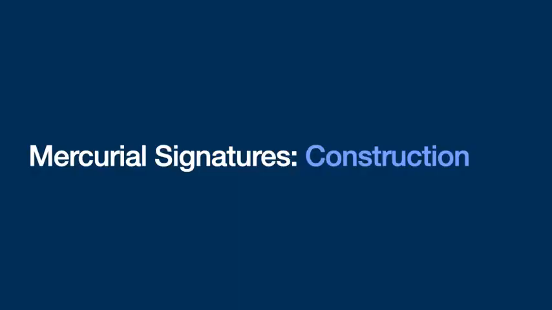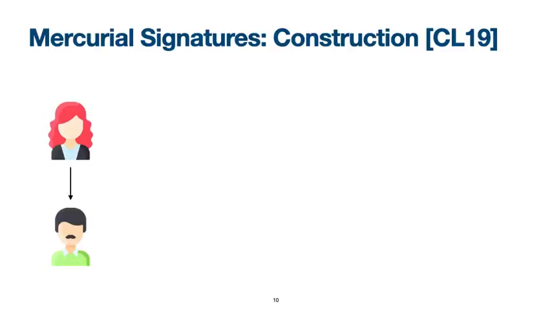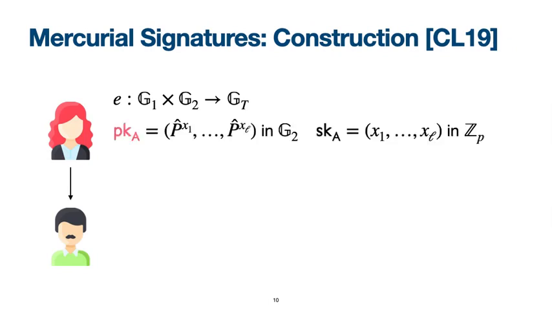Now we'll talk about our prior construction of Mercurial signatures, just to give some background. So the prior construction was based on bilinear groups. So you have a bilinear mapping, which takes as input two groups of prime order P and outputs a value in the target group, also of order P.